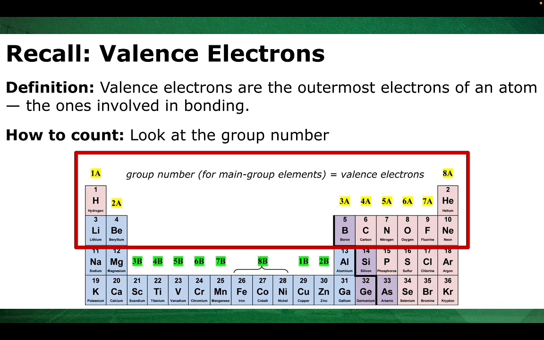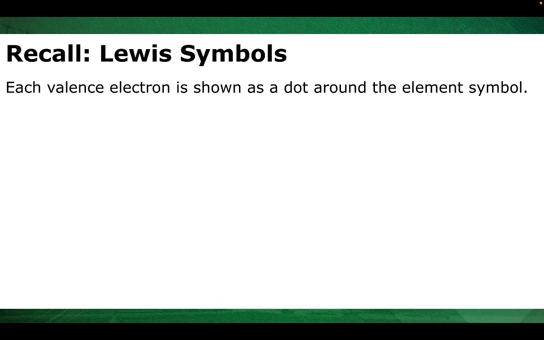Beryllium in 2A has 2 valence electrons. Nitrogen is in 5A, so it has 5 valence electrons. One exception is helium. Helium has 2 valence electrons because it doesn't follow the octet, but it follows the duet rule. We also talked about Lewis symbols.